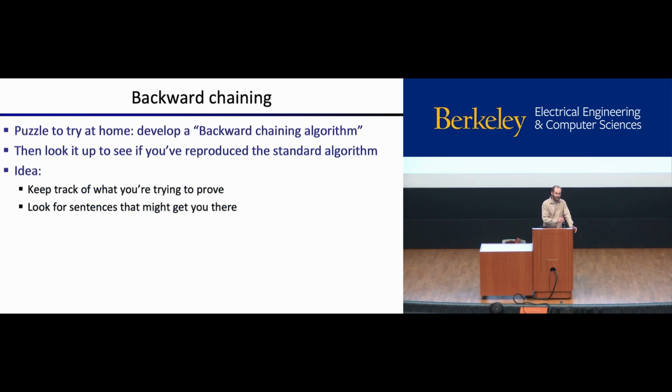So that's called forward chaining. That implies there's another algorithm called backward chaining. And this is a puzzle for you to try at home if you're interested. Try to develop a backward chaining algorithm and then look it up to see if you've reproduced the standard one. The idea here is you keep track of what you're trying to prove and you look for sentences that might get you there.